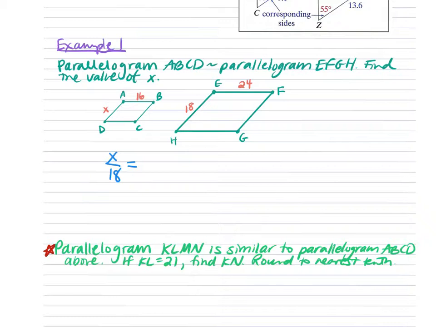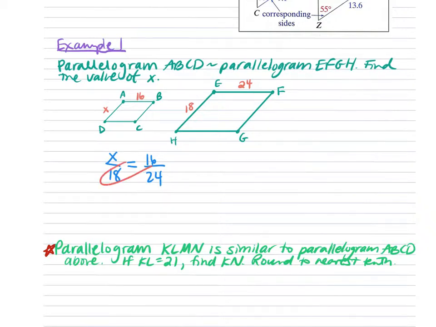It's going to equal, now since we have the corresponding side from this parallelogram on top here, we're going to put this one on top here. So we're going to put 16 over 24. Be careful about how you set these up. You can't do x over 18 equals 24 over 16. It's not going to work. So the corresponding sides have to be set up correctly.